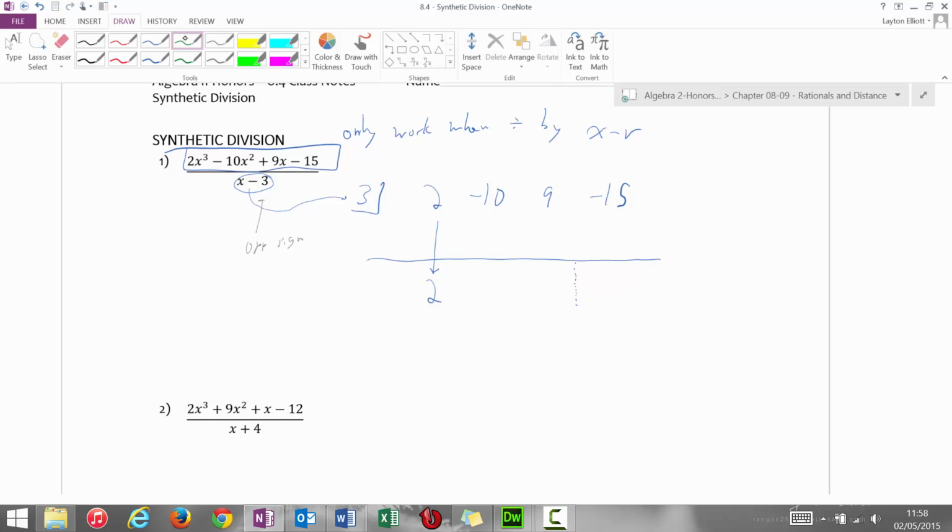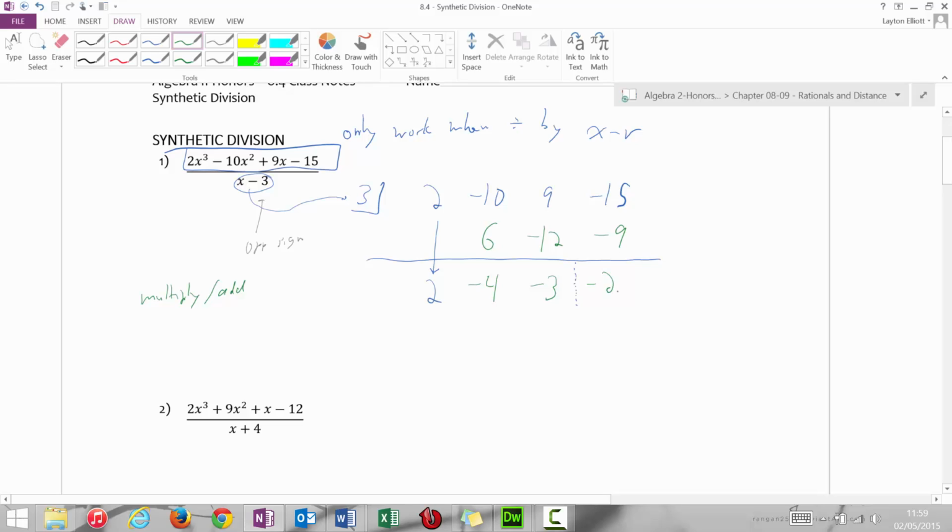What happens next is going to happen so quickly you almost can blink and miss it. We're going to start an algorithm of multiply and then add, and we're going to repeat that. Multiply, 2 times 3. 2 times 3 is 6. I'm going to stick that here, and then add vertically. -10 plus 6 is -4. Multiply. -4 times 3 is -12, and then add -12 and -12... add -3. Multiply. -3 times 3 is -9, and then add -15. We're done. We can now just interpret the result that we have.